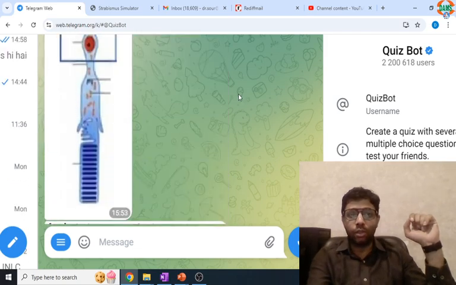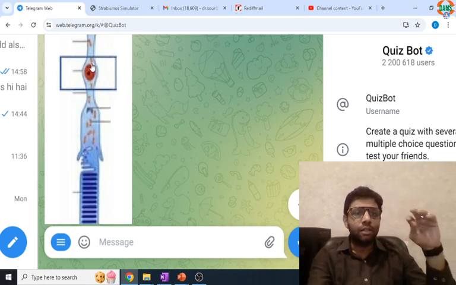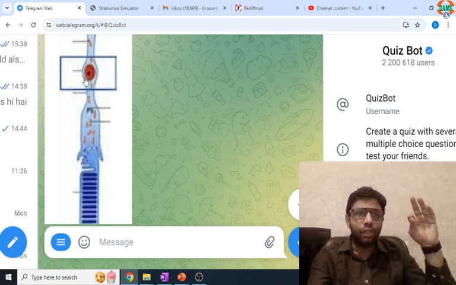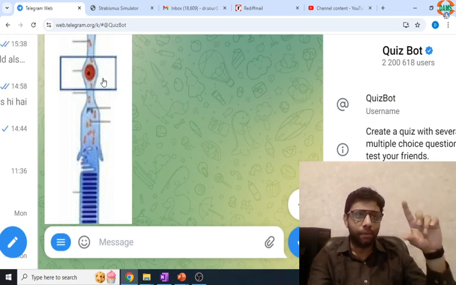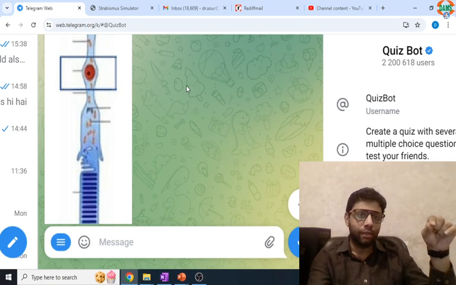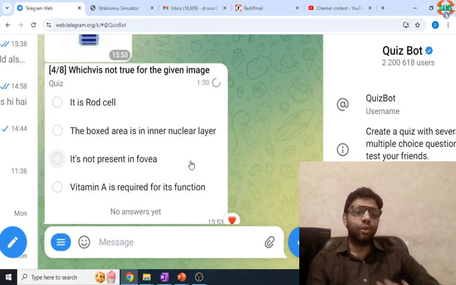Now this picture comprises actually three layers of the retina. This is the rod, because this is looking like a cylinder. Now, in the rod, this is the nucleus, that is the outer nuclear layer, the box area. These are the segments. In between the segments and the nucleus, there is the outer limiting layer. So this is a rod. Yes, the box area is not the inner nuclear layer, it's the outer nuclear layer. Rods are not present in the fovea. Rods are everywhere in the retina, not at the fovea. That's why their number is more than cones, 120 million. And vitamin A is required for its function. That is also correct.